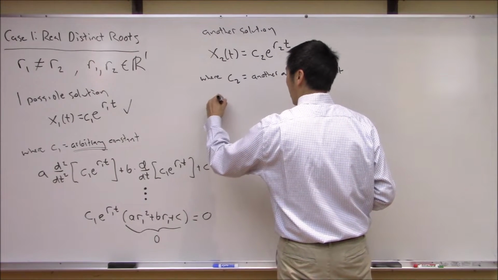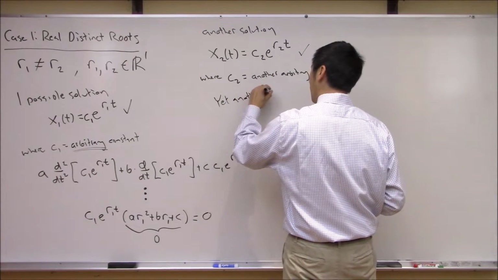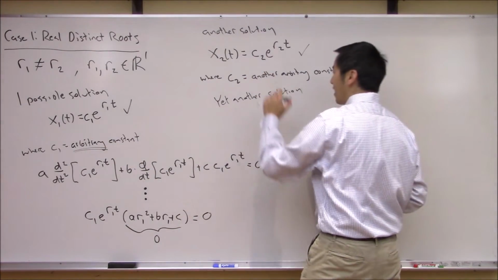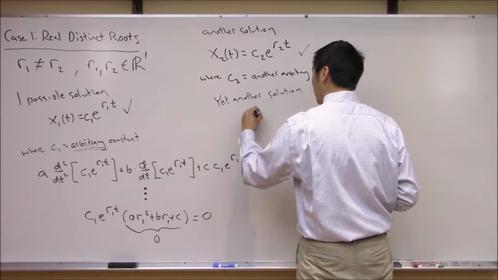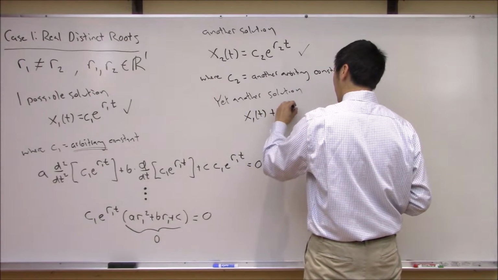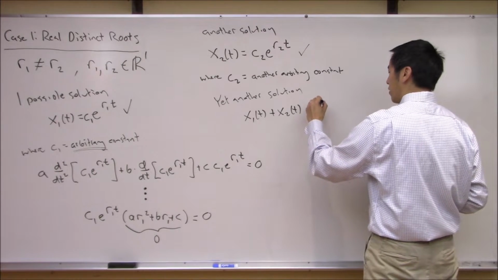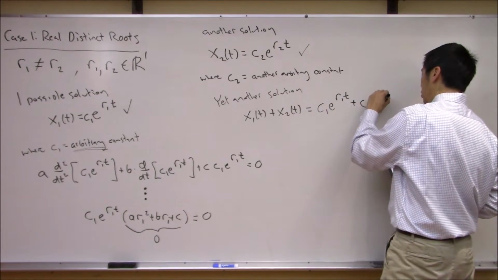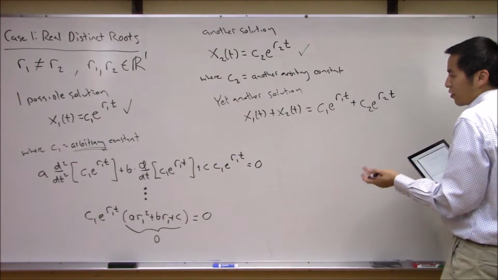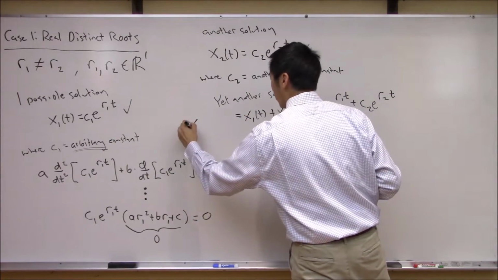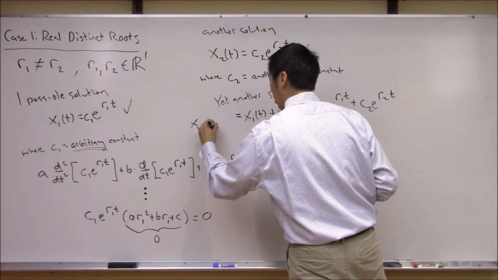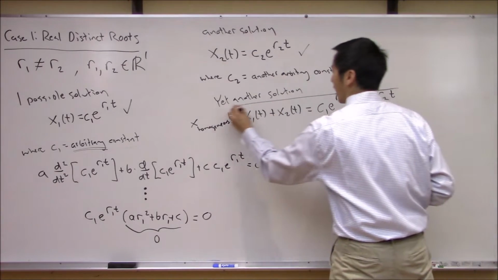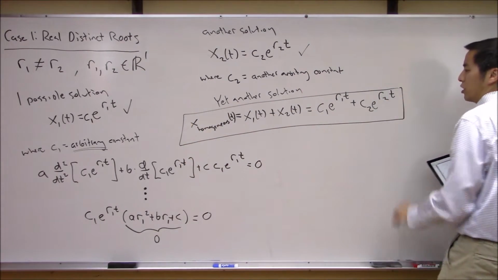Let's say yet another solution is you take this and you add it to this, is you take x1 of t plus x2 of t, right? So this is now what? It's a C1 e to the r1t plus a C2 e to the r2t, right? Let's call this thing x homogeneous of t, okay? Take this thing and we claim this is a solution, okay?